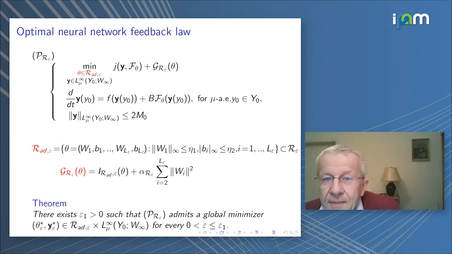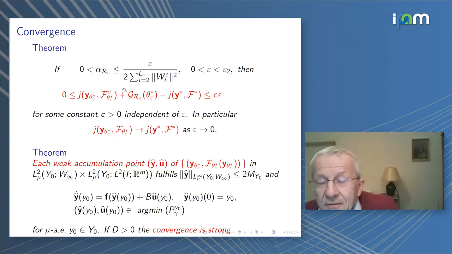So if this parameter alpha, which appears as the penalty parameter in the penalty function, is sufficiently small, then we have this estimate, which involves the optimal value function J and the value function evaluated along the neural network feedback functions. Anyway, this is larger because it's not optimal. So this left inequality is obvious. The right one we need to work on. Okay, that can be obtained. In particular, we have convergence of the cost functionals. Convergence of the cost functional is always relatively easy.